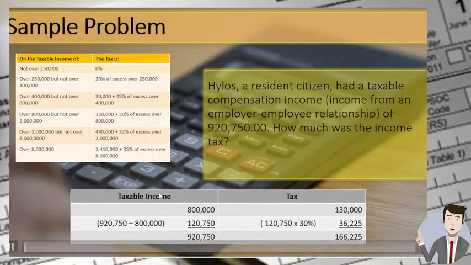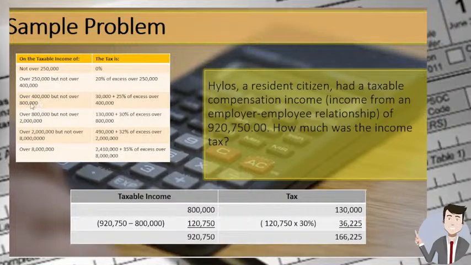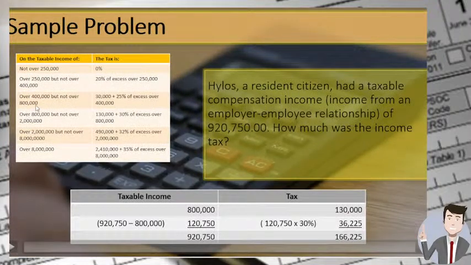Okay, so the answer would be, first, the taxable income is 800,000 because that is provided in the schedule. So that would be the first bracket, 800,000. Then this 800,000 under the tax table has a tax of, ay, sorry, 800,000, so the tax would be 130,000. Okay? So for 800,000 the tax is 130,000. Then the excess of 920,750 pesos, less the bracket of 800,000 pesos.